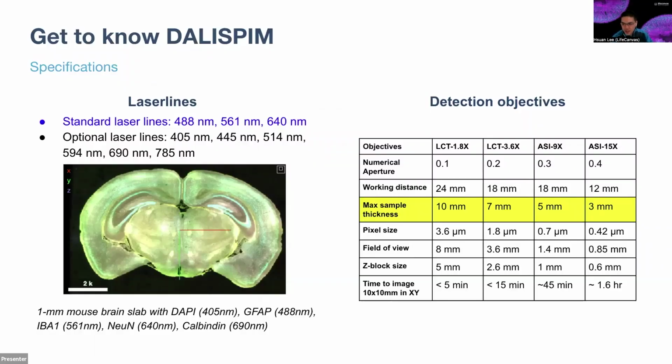As for the higher magnifications, like 9x and 15x, the sample thickness could be a little bit thinner, up to 5 or 3 millimeters.